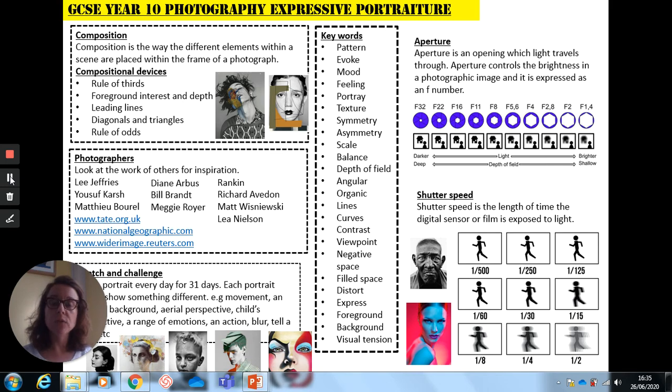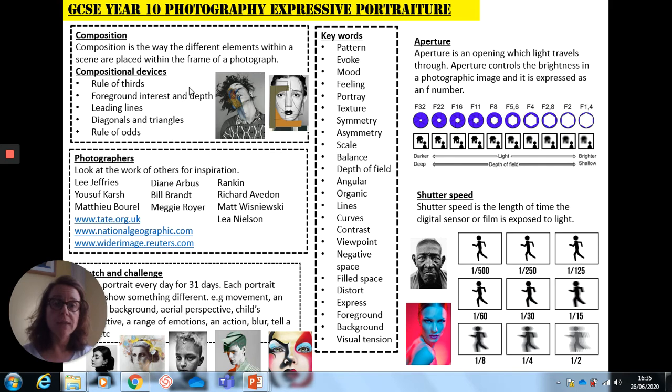I would expect within an expressive portraiture project that you would use descriptive words. I've given you some photographers to look at here. Some of them are very traditional. Some of them are a little bit more contemporary. I've also suggested to look at the Tate website, Wider Image and National Geographic for inspiration. You might go away and find a photographer yourself that you're really inspired by and that you want to have a go at exploring the style of their work.